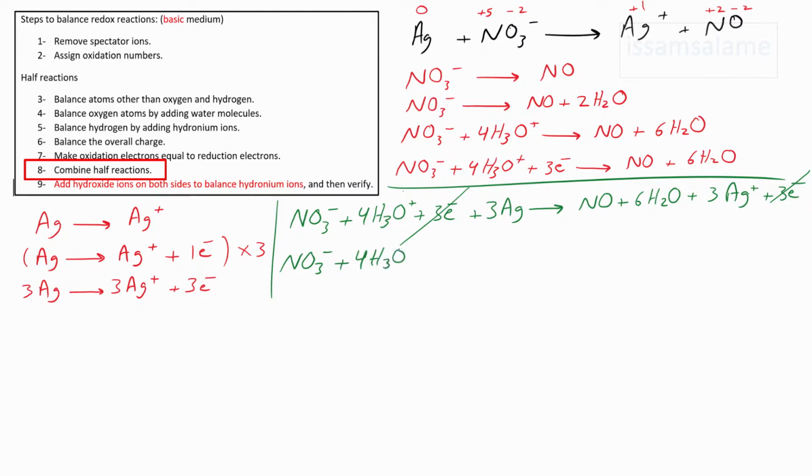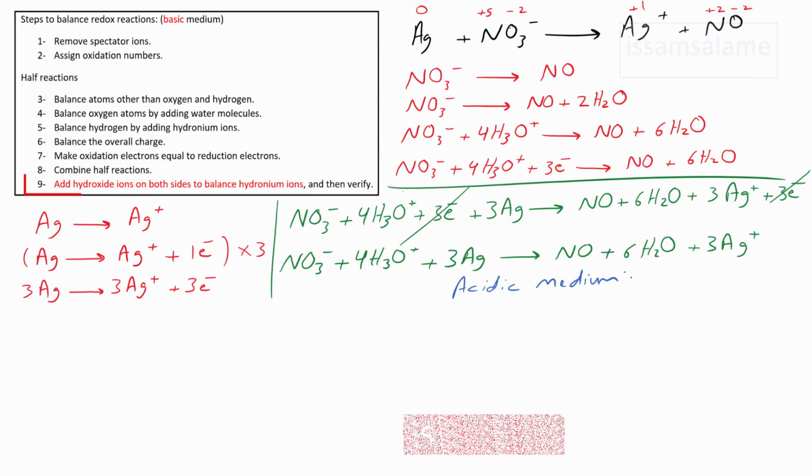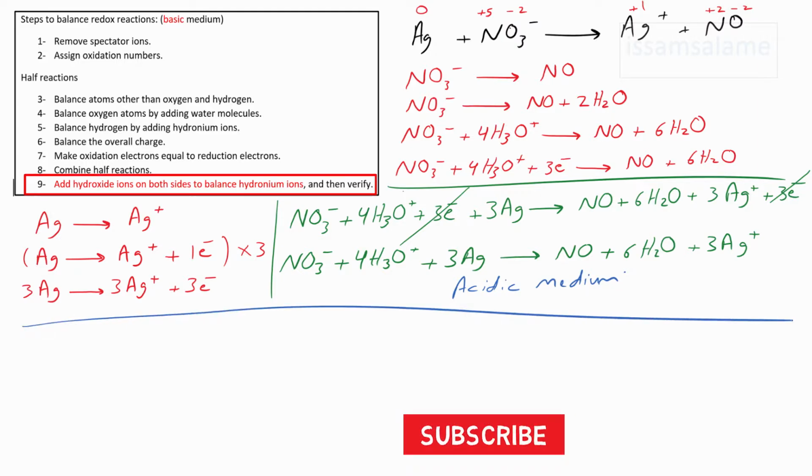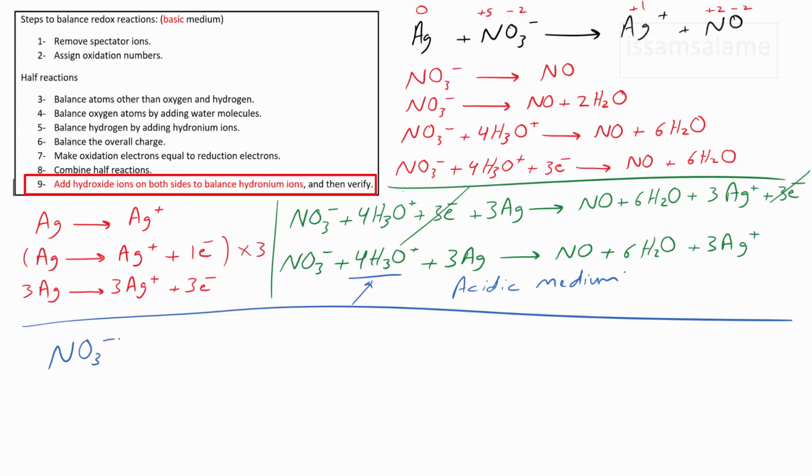And if we stop at this point, it is as if we did the balancing in an acidic medium. But how to balance in a basic medium? Look at the last step, which is the most important part in this video. So always when we want to balance a redox reaction in a basic medium, we follow all the steps as if we are doing it in an acidic medium, and then we add the last step, which is we count how many hydronium ions we have, and we add the same number of hydroxide ions to both sides of this reaction.